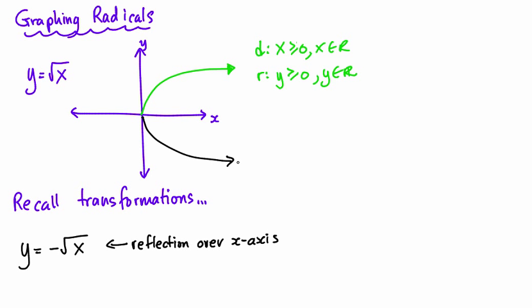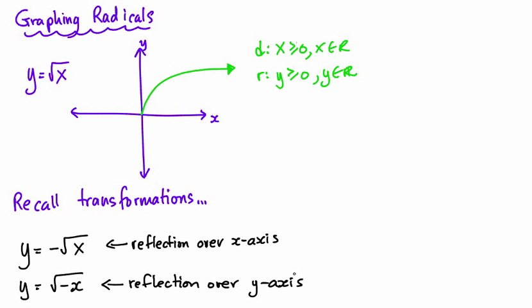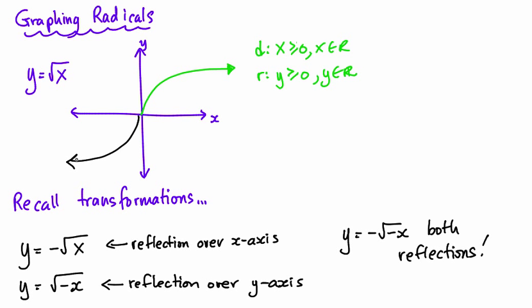If instead of that I do y equals the square root of negative x, that does a reflection over the y-axis, because x has been replaced with negative x in our original graph, and so I get a graph that goes in this direction. What happens if I do both? Well, I get a reflection over the x-axis and a reflection over the y-axis, and I get a graph that first reflects and then reflects again, and ends up in quadrant number 3 looking like this.